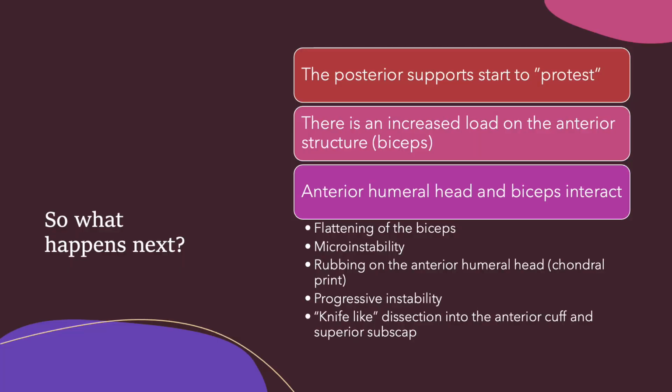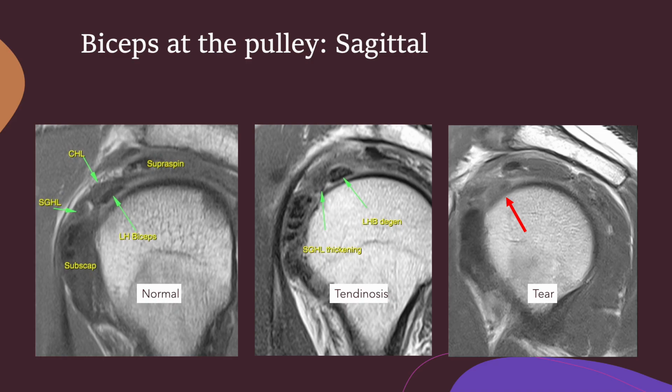So now once your posterior structures have started to protest, there's an increased load on the anterior structure, which is the biceps. This leads to flattening of the biceps, micro instability, and then as it becomes micro instability, it becomes like a little saw that moves back and forth and starts to cut up the anterior supra and superior subscapularis.